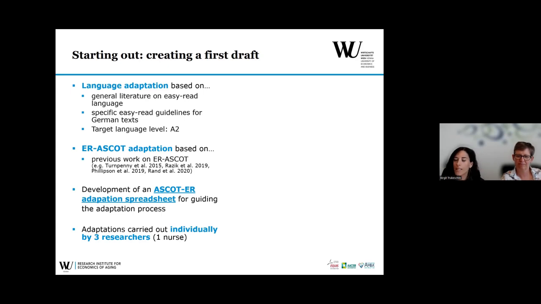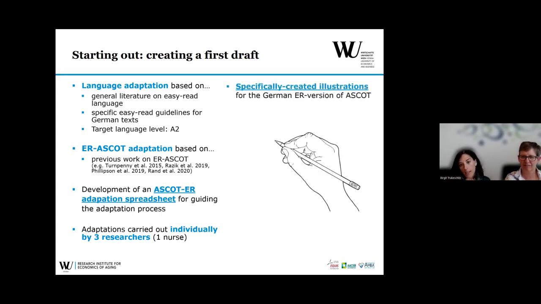Sorry, I need to come closer. The adaptations were carried out by 3 researchers, and then we combined those results and discussed them in the team. As previously mentioned, we have specifically created illustrations for this Easy Read version of ASCOT, and those were revised quite a few times during the process.